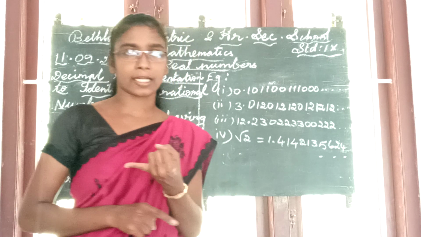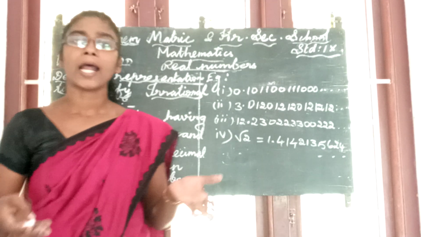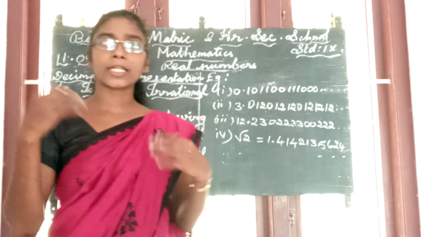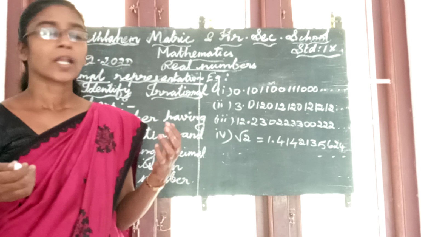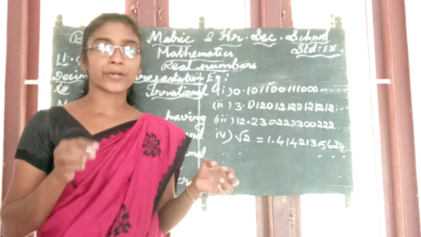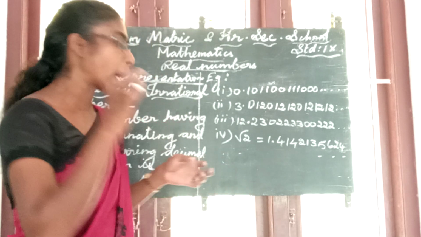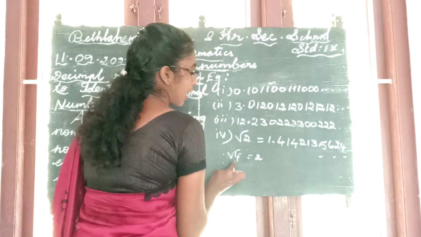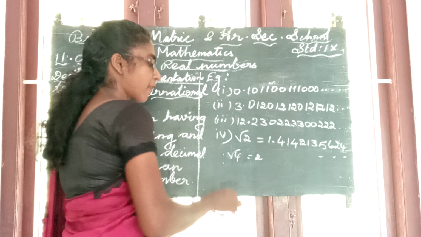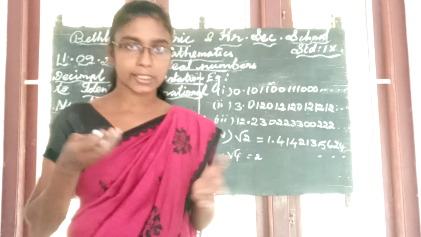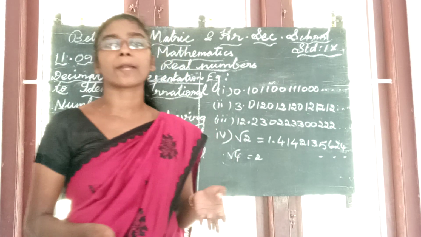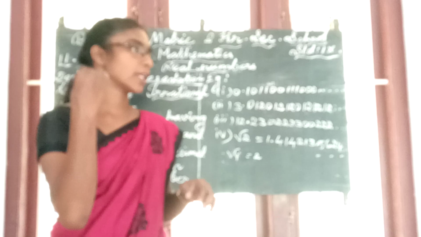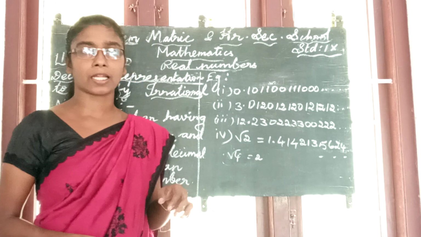Next, root 3 is an irrational number. But root 4 is not an irrational number. Why? Root 4 is equal to 2, because it is a square number, and 2 is a rational number. Root 5, root 6 and root 7 are also irrational numbers.